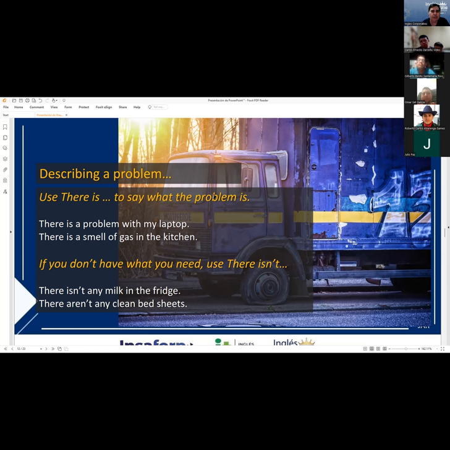If you don't have what you need, use "there isn't." You say, there isn't any milk in the fridge. There aren't any clean bed sheets. There isn't a towel in the bathroom. There isn't water, or there isn't hot water in the bathroom. Or like in the picture, I have a flat tire.